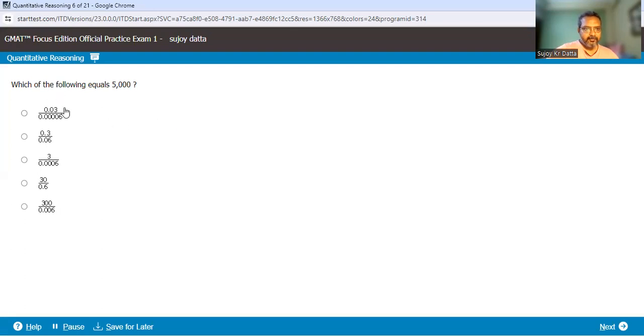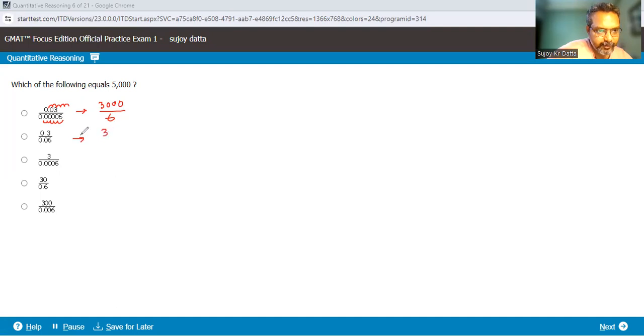Which of them equals 5,000? Now this is pretty straightforward. We just need to compute. So if we look at this, adjust the places. So this shifts 1, 2, 3, 4, 5 places. So let's shift 1, 2, then 3, 4, 5 places. So it would be 3 followed by this. So that's not the right answer.